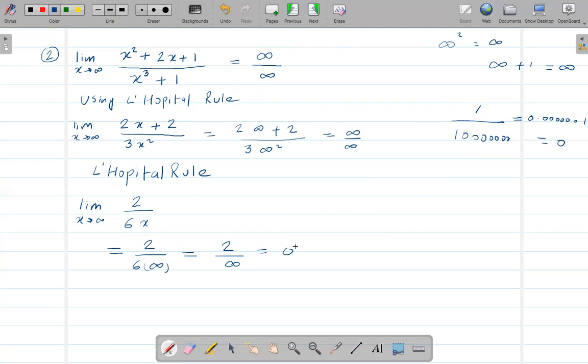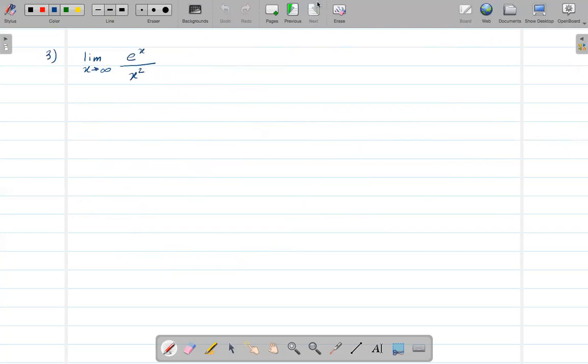Okay, all right, now let's do another one. Now here x goes to infinity. So if x goes to infinity, it will be e to the power infinity over infinity squared, right? e to the power of a big number is also a big number, and infinity squared is, again, a big number. It's infinity. So we have infinity over infinity, so we can use L'Hopital's rule.